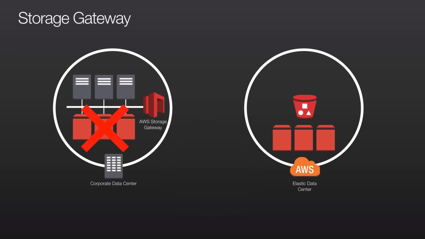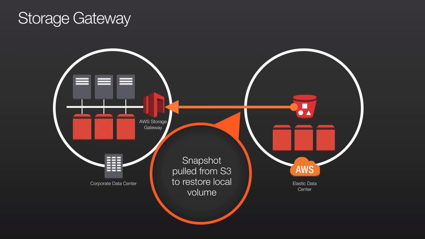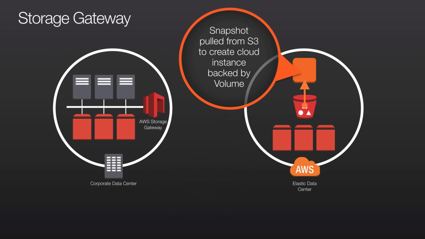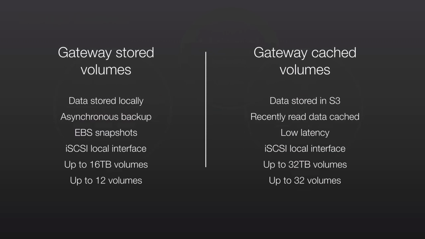And in the event that your primary data center suffers a catastrophic incident, maybe you have a fire or flood and your local storage devices that were connected to your storage gateway are destroyed, well, you can pull those snapshots back from S3 to restore local volumes, or you can pull those snapshots from S3 to create cloud instances backed by those volumes. So this is a mechanism for easing integration between on-premises storage infrastructure and resources that are located in the AWS Cloud. There's a couple of different options here.